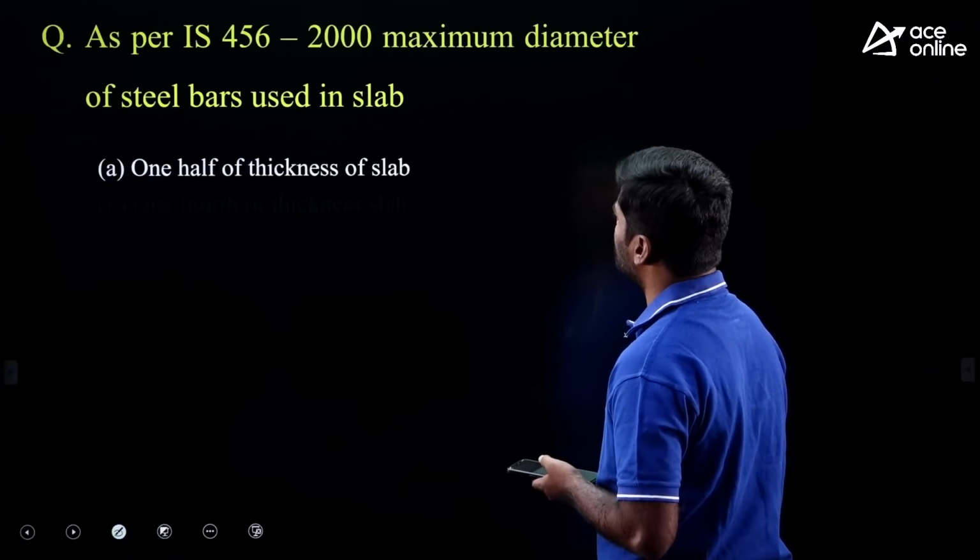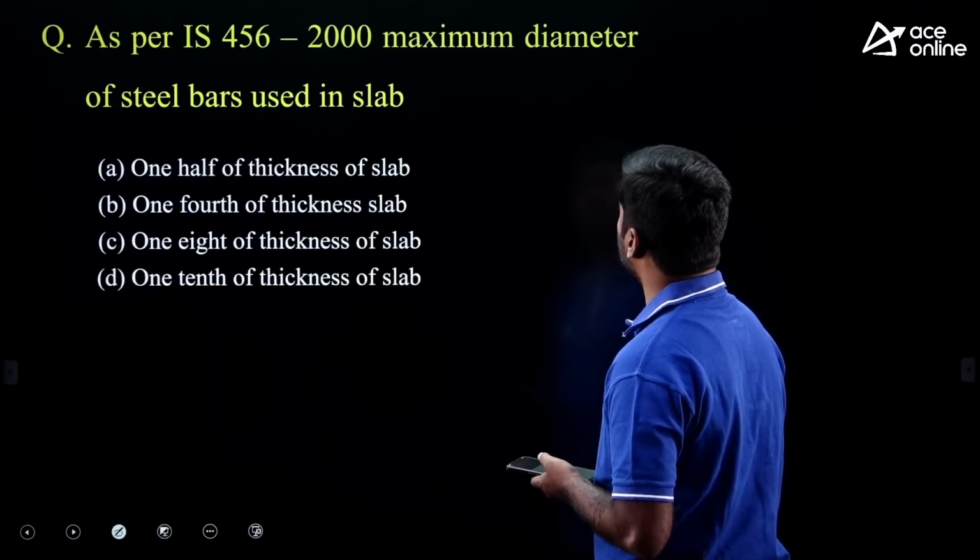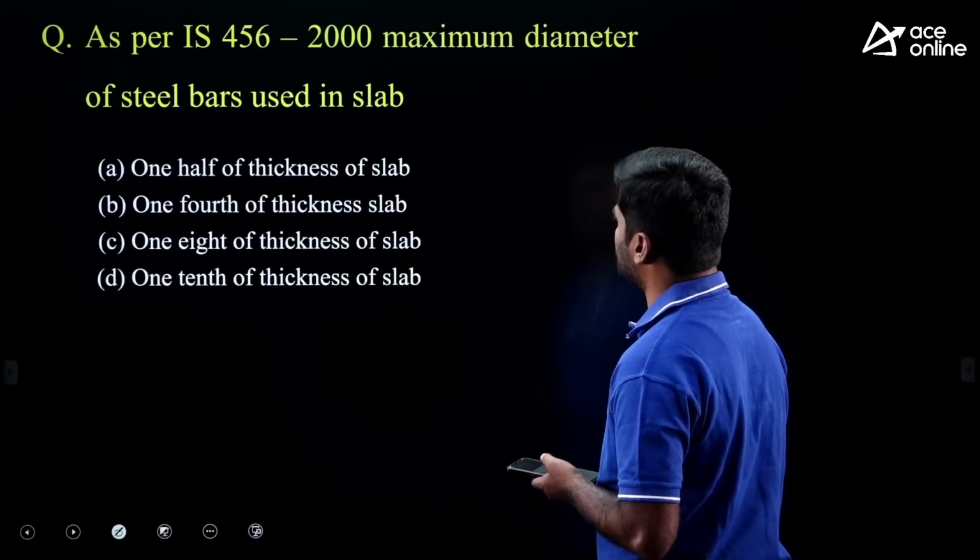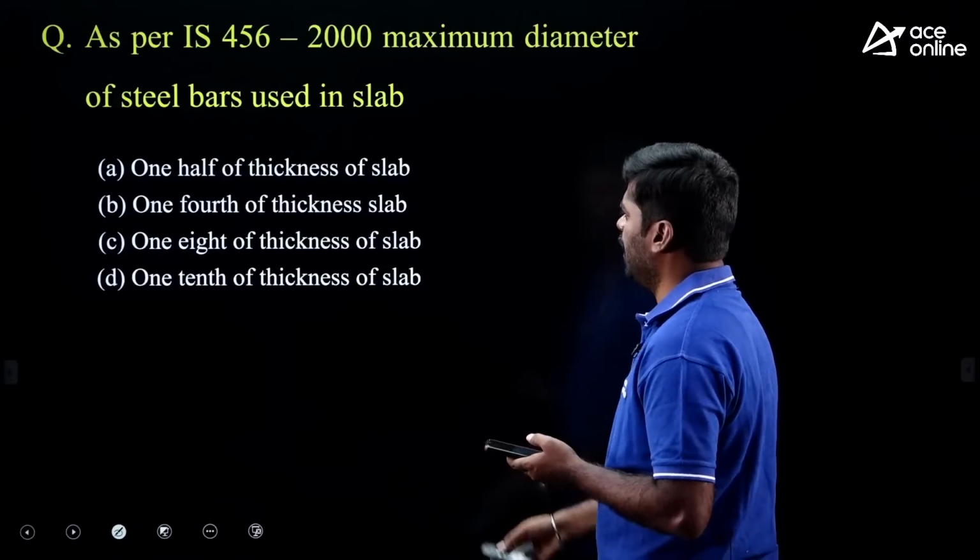As per IS 456-2000, maximum diameter of steel bars used in slab. Options given A, B, C, D.